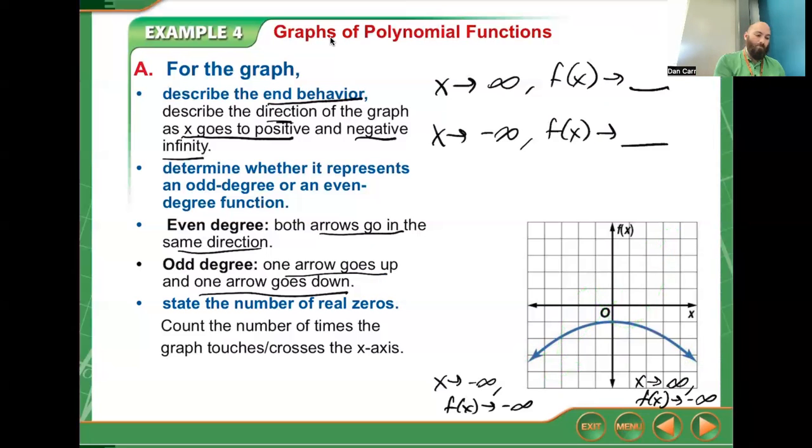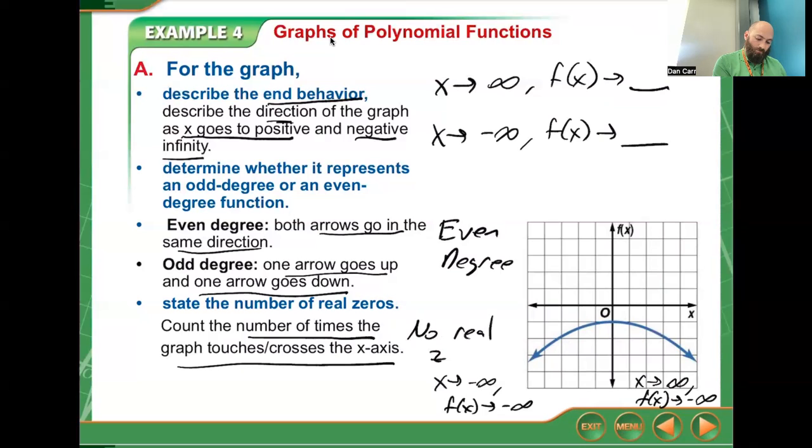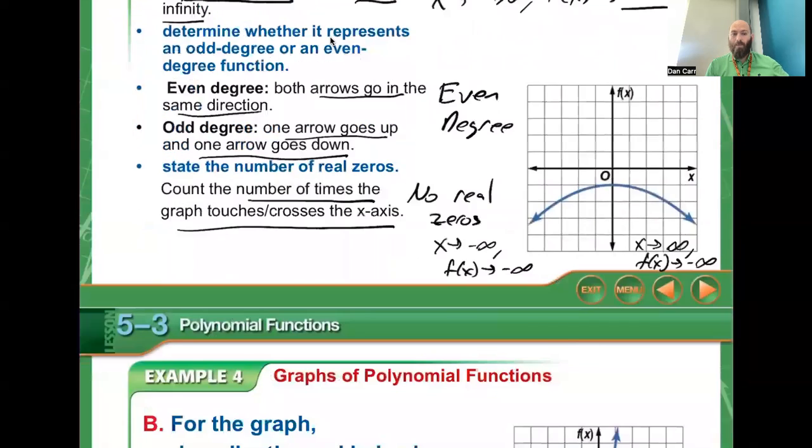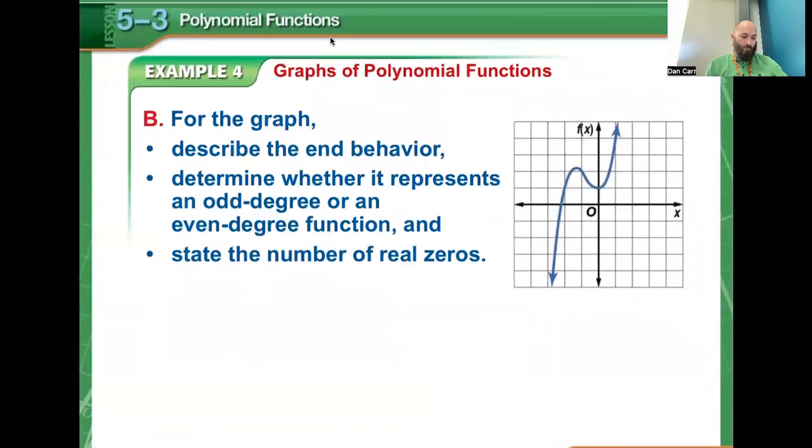They're opposites. The other thing we want to do is state the number of real zeros. And that's just the number of times the graph touches or crosses the x-axis. So in this case, for this graph, no real zeros. So I have an even degree and no real zeros here. So that's what we're going to do when we analyze graphs. We want to find the end behavior, the degree, if it's even or odd, and then the number of real zeros. So that's what we're going to look at for this example.